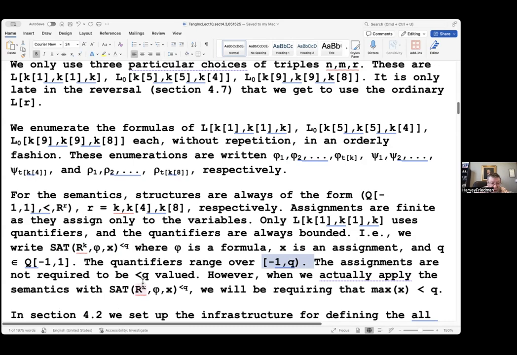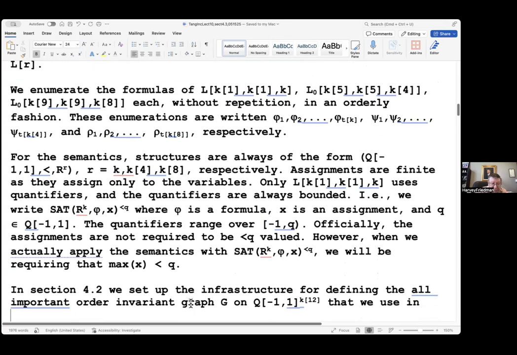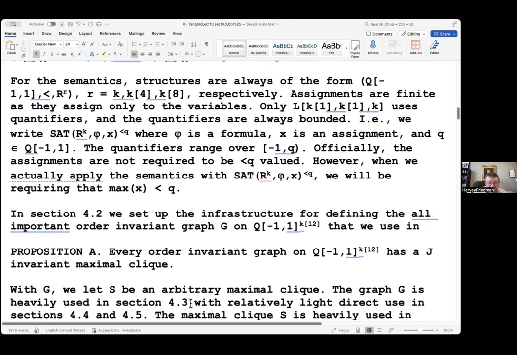All right, officially, the assignments are not required to be less than q valued. However, when we actually apply the semantics, we will be requiring that the max of x be less than q. Okay, now in section 4.2, now we're not talking about 4.2 today, we're talking about 4.3, but I have to give you some background. In section 4.2, we set up a bunch of infrastructure for defining the all-important order invariant graph G that we use in proposition A.